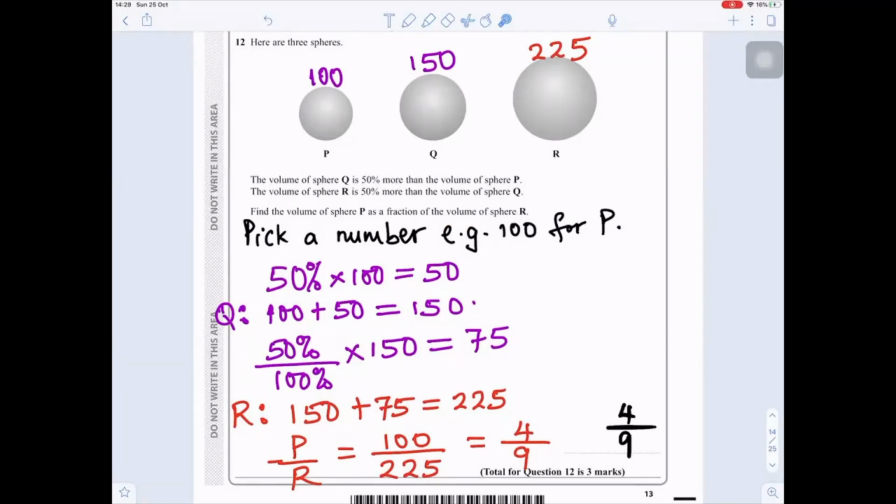With this type of question, we can just pick a number, say 100 for P, and we can work from there. 50% of that 100 is 50. So Q is 100 plus 50, that gives you 150. It says the volume of Q is 50% more than the volume of P. So if P is 100, Q would be 50% more, which is 150 for Q.